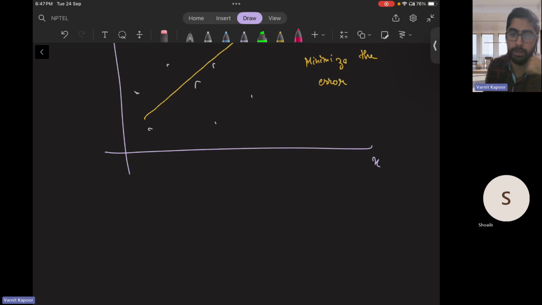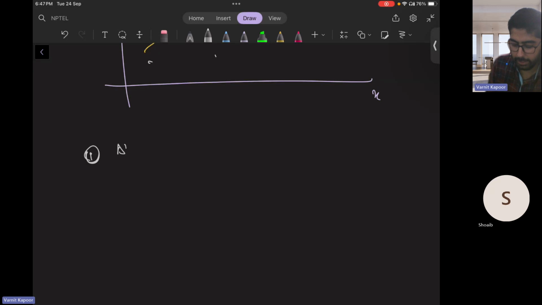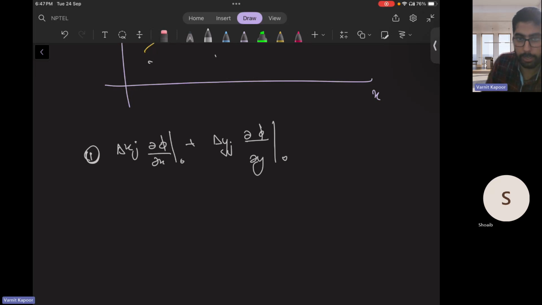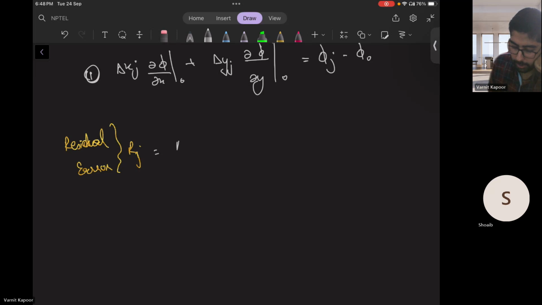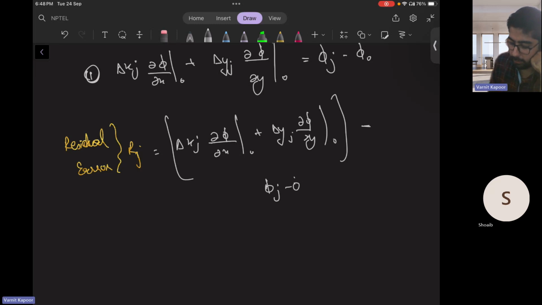So what do I mean from here? We have this equation: delta xj dou phi by dou x of naught, and the last equation, the nth equation, I'm writing delta y by delta phi naught is equal to phi j minus phi naught. Right? The left hand side and right hand side should exactly match, but they won't exactly. There are a lot of other scenarios. So we will introduce residual error, that is Rj, which is nothing but the difference between the left hand side and right hand side part of the equation, minus phi j minus phi naught. This is your residual error, and you want to minimize this.